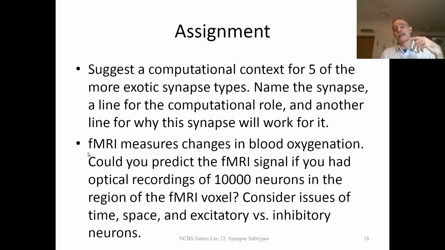The next question relates to the previous lecture, which was on experimental ways of measuring activity in the brain. And it's a challenge to see if you can figure out how to relate fMRI, which is a very coarse but non-invasive way of measuring brain activity, to the activity of individual cells. I want you to think about that. Okay then.